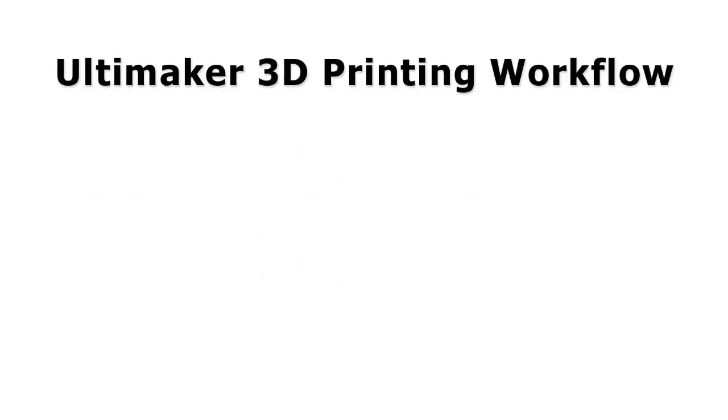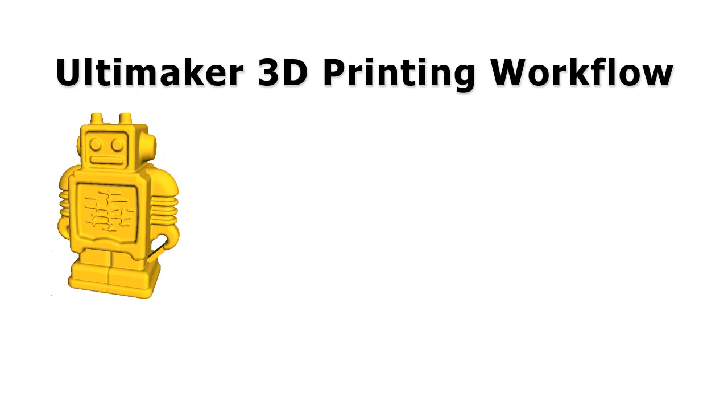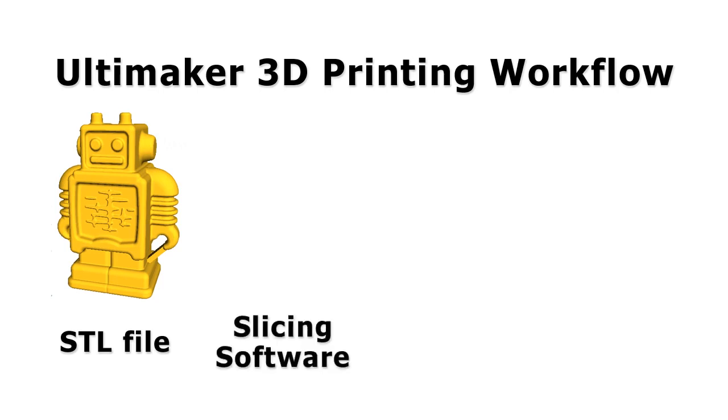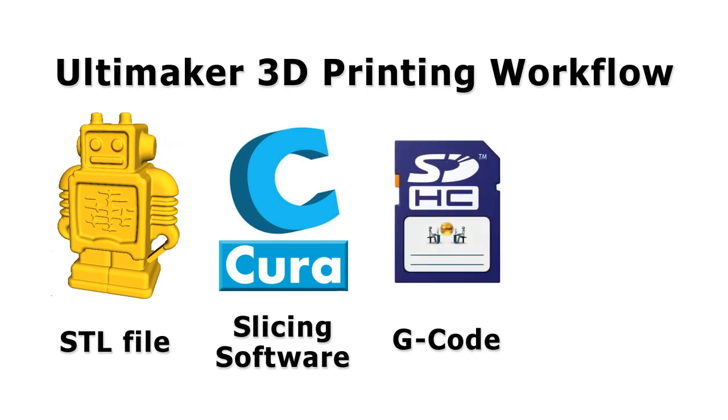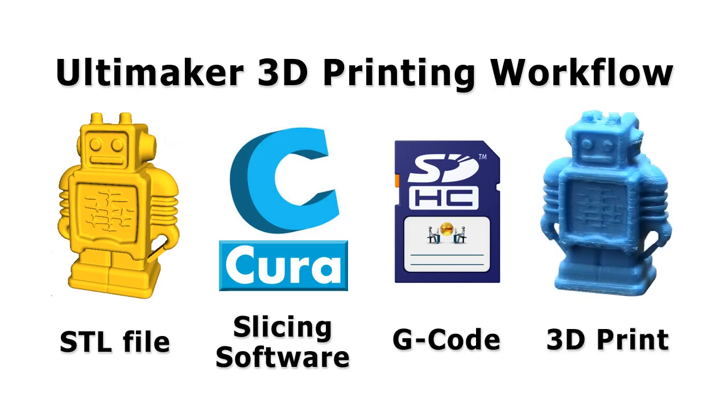Any 3D printing process starts with a 3D object file, usually in an industry standard format called STL. This then needs to be loaded into slicing software that will divide it into layers, and for the Ultimaker 2 this is a freely downloadable package called Cura. Using Cura, so-termed G-code is created that will tell the printer how to build the object, and this is copied to an SD card. Finally, the SD card is inserted into the printer and the 3D print is made.